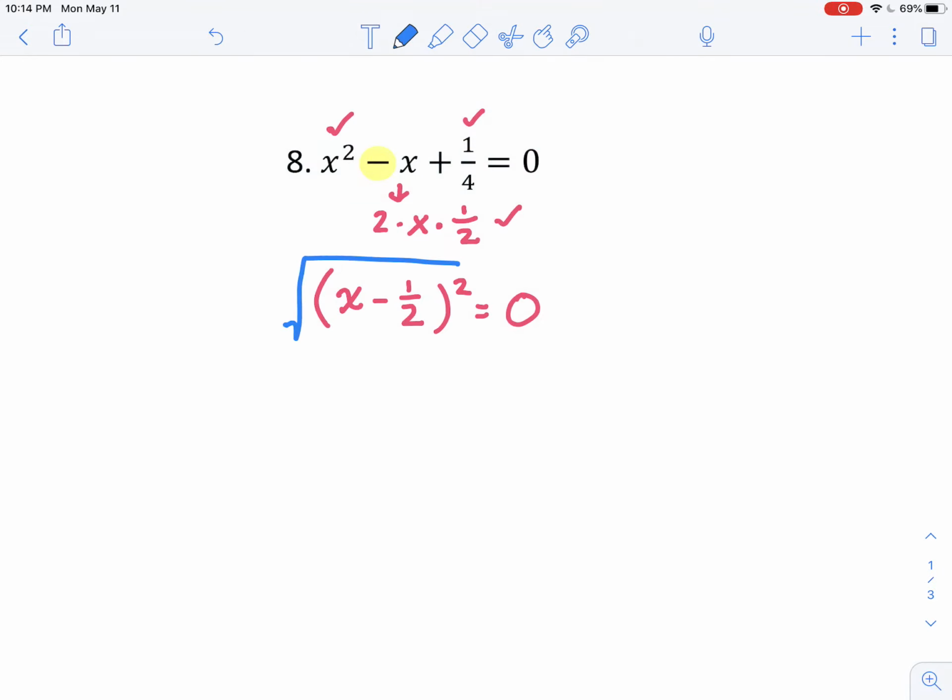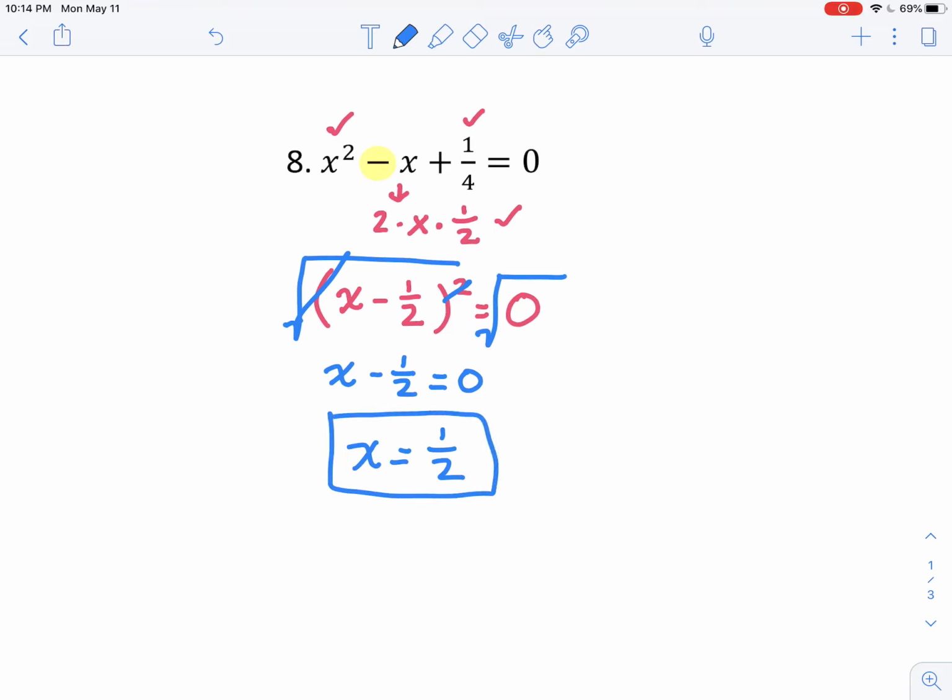To solve, to get rid of the squared, we then square root both sides of our equation. Squaring and square rooting cancel each other out, so we just get what's underneath of the radical. On the right side, the square root of 0 is still 0. And when we solve for x, x equals 1/2.